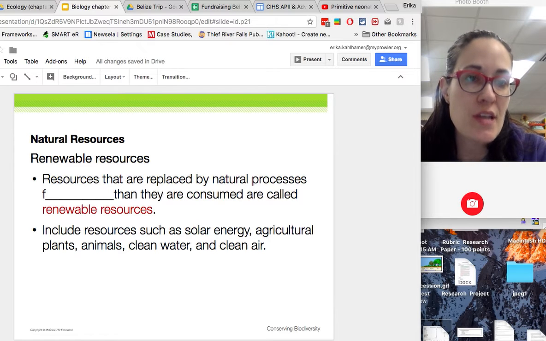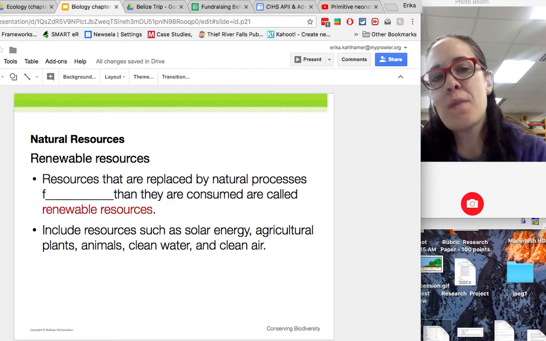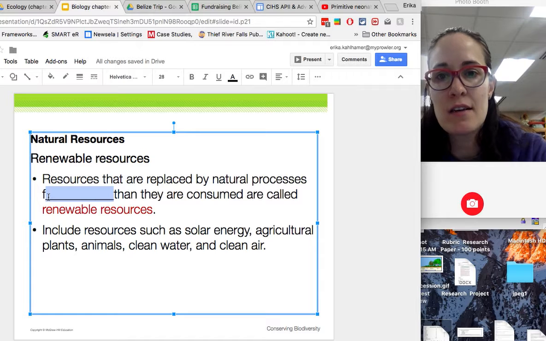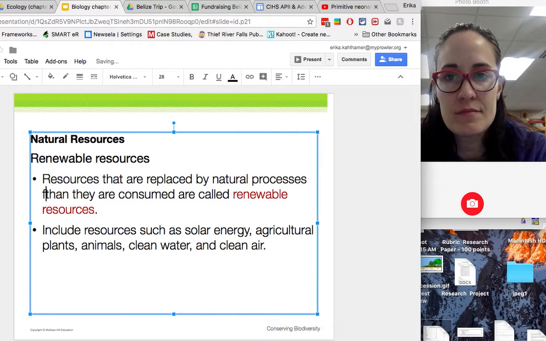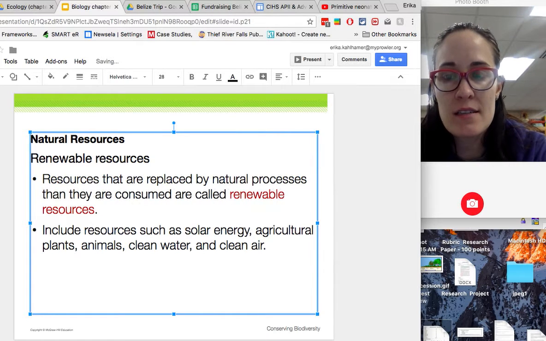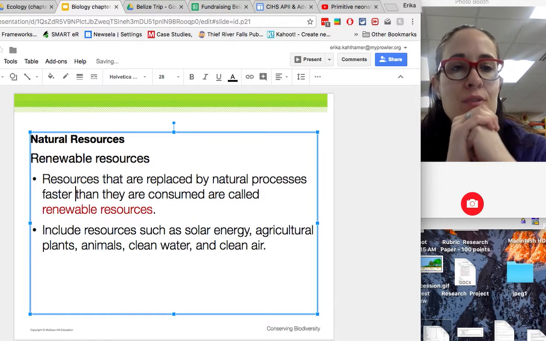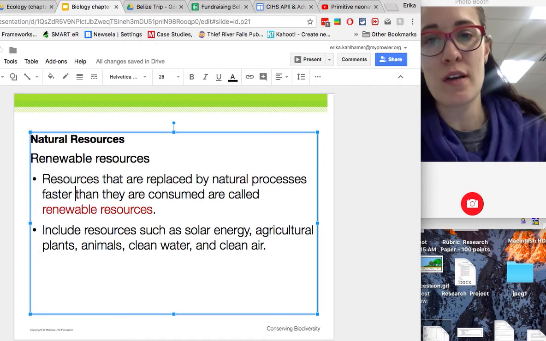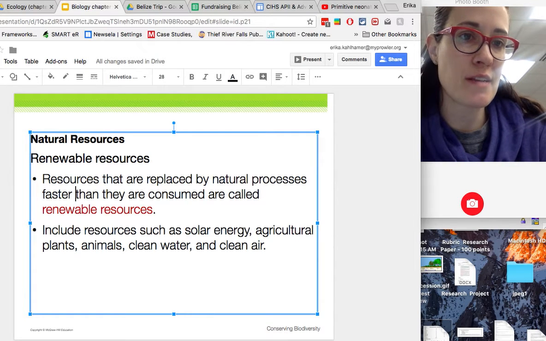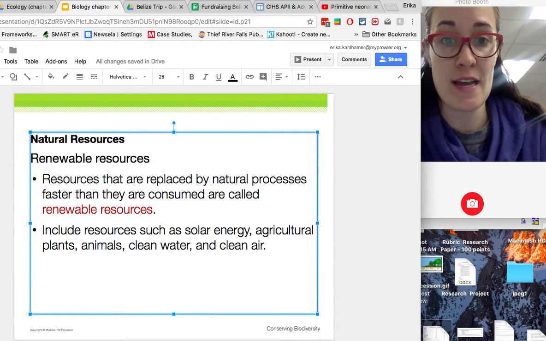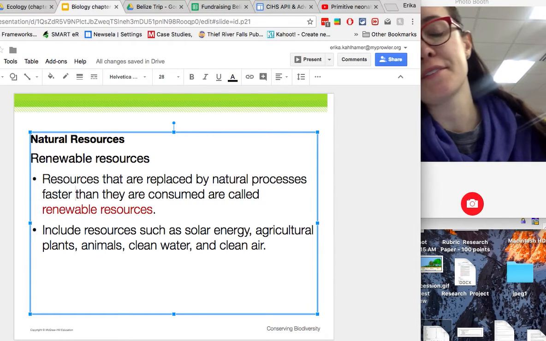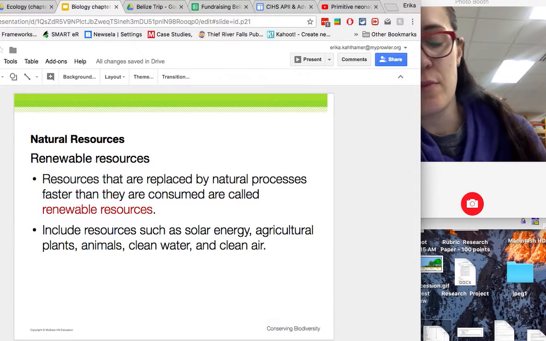Renewable resources. Some resources that we need, that we get from the environment, are renewable. What that means is these are replaced by natural processes faster than they are consumed. So we don't really worry about them because they can be replaced quickly. These are things like solar energy. The sun is going to shine. Agriculture plants, animals, clean water, clean air. They are renewable.